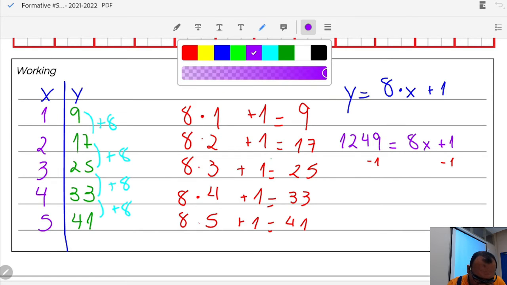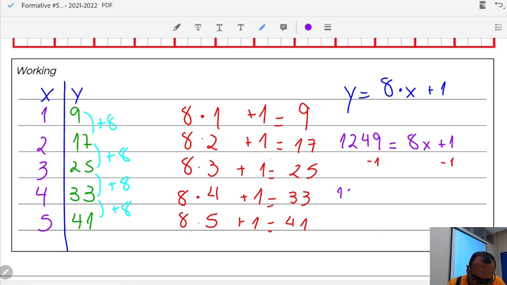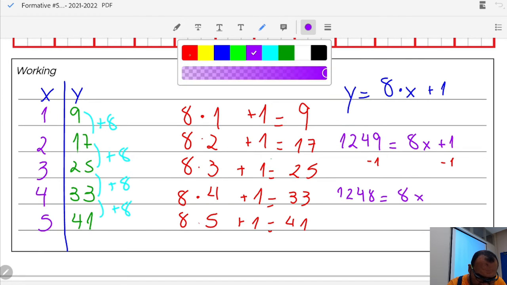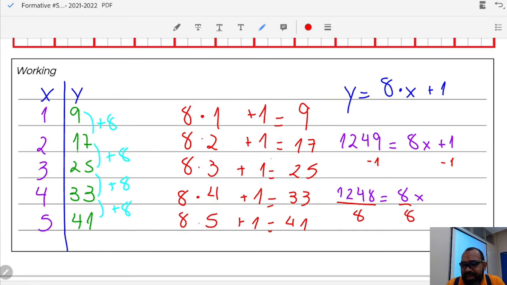The equation now is 1248 equals 8x. What is the opposite to multiply 8? Divide 8, mister. Okay, let's divide 8, divide 8. And let's solve here. 8 divided by 8 is 1, equals x.